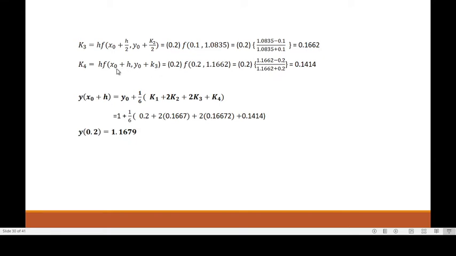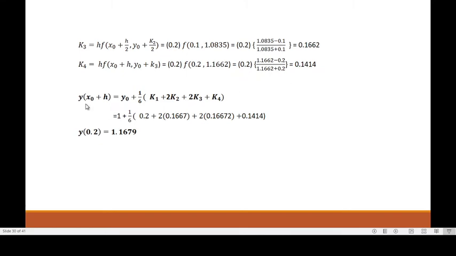So finally, k4 is h into f of x0 plus h comma y0 plus k3. x0 plus h, that is 0 plus 0.2, is 0.2. y0 plus k3, y0 is 1, 1 plus 0.1662 is 1.1662. Substitute in the function, you will get 0.1414. That is, first calculate this value using the brackets, then finally multiply this answer with 0.2. Okay, so you will get 0.1414.